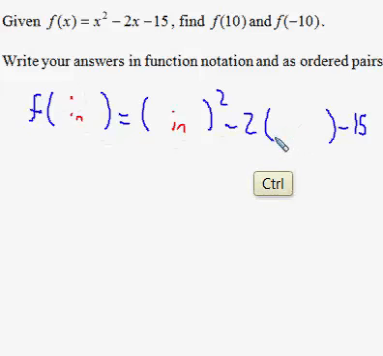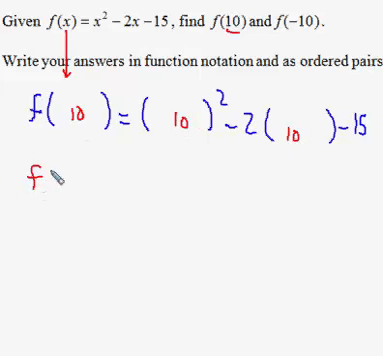So for the first problem, it simply says that we want to find f of 10. So to get the answer, I'm going to have to replace x with 10. And again, whatever goes here also goes here and here. Simplifying that out, f of 10 is equal to 10 squared, which means 10 times 10, or 100. I have negative 2 multiplied by 10. Negative times a positive is a negative. 2 times 10 is 20. And I still have the subtract 15 over here.